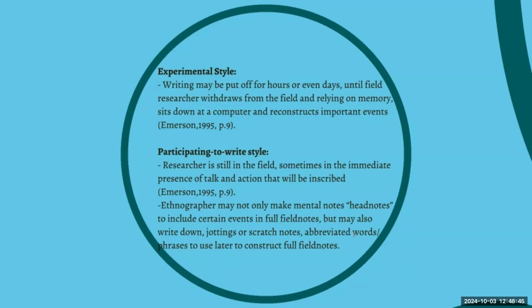So the experimental style of writing field notes really just involves delaying the process of documentation, which means that you are holding off writing for hours or even days, relying on memory to reconstruct the event later. This is kind of like when you journal at the end of the day, or maybe once a week, you sit there and you journal what happened during your week. That would be the experimental style.